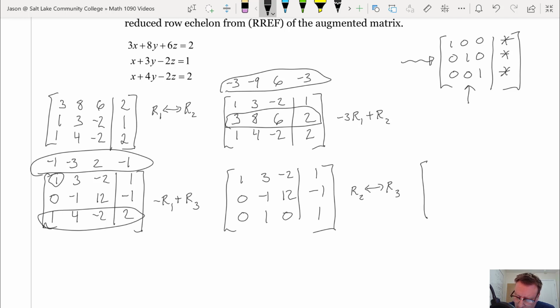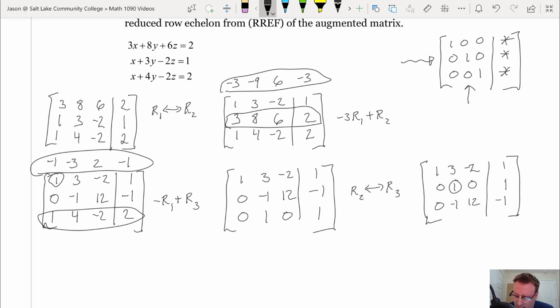I'll write my result from doing this in here. 1, 3, oops, that's -2, 1. Now row 3 becomes row 2, so I have 0, 1, 0, and 1. Here I get 0, -1, 12, -1. Now I have a 1 on the diagonal. I'm going to use this 1 on the diagonal. That's my pivot. I'm going to use it to clear out the entry below it, that -1.